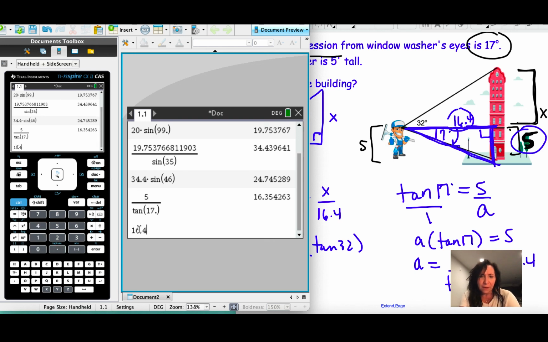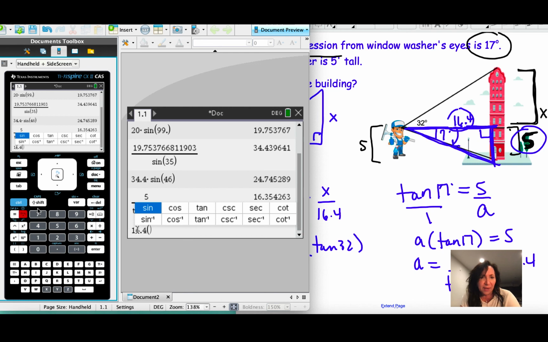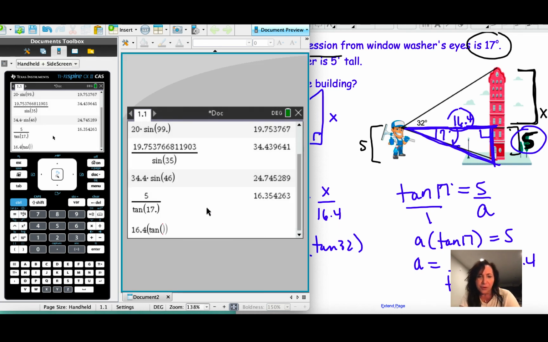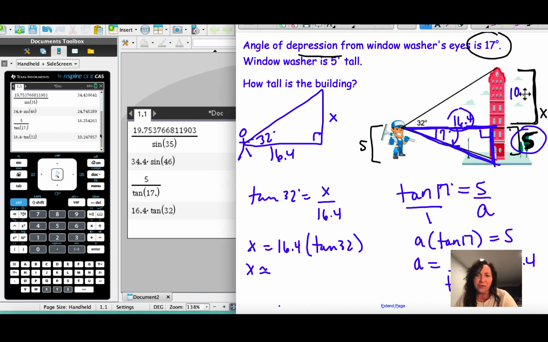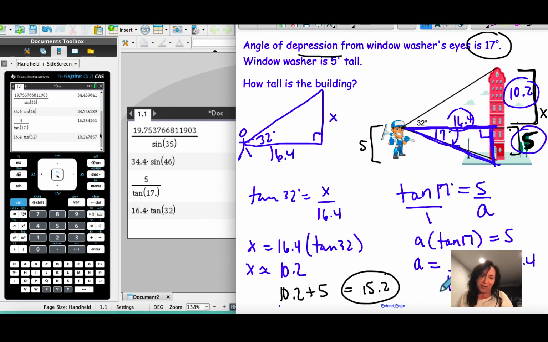16.4 times, and we're going to type in tangent of 32. And it's already decimal, so I'm good there. Close the parentheses, enter. So I got 10.2. So that means that this value up here is about 10.2. But remember, that's not the answer because we want the height of the building. So the height of the building is going to be our 10.2 plus 5. So that's going to be 15.2. I get that this is not drawn to scale, but the point is that you can do the problem.